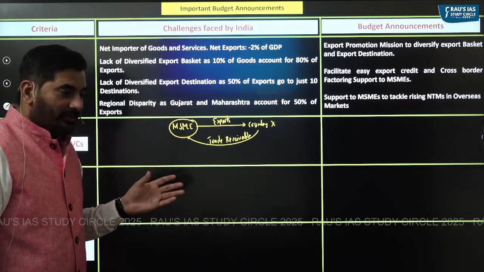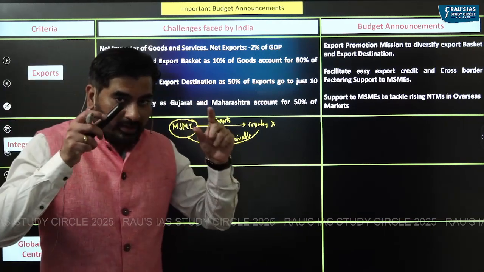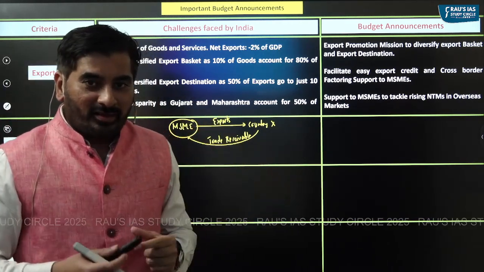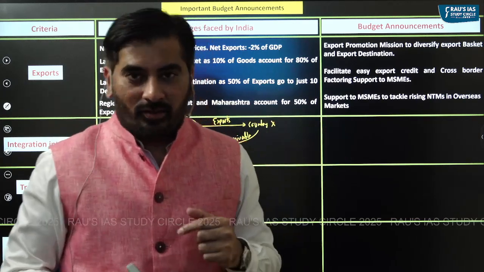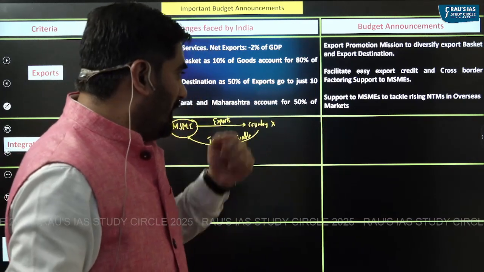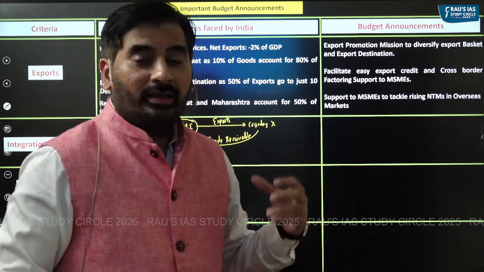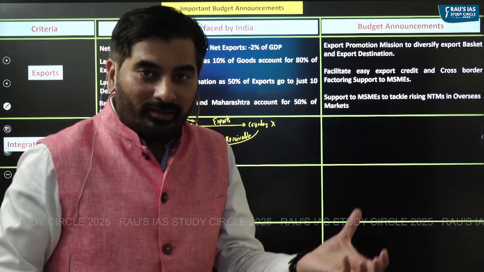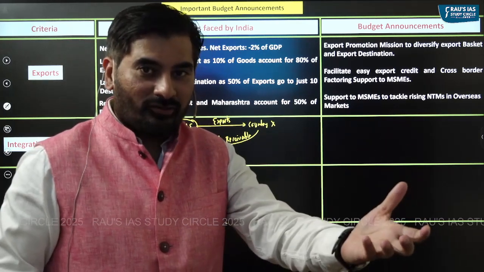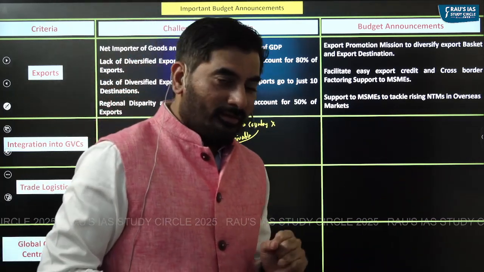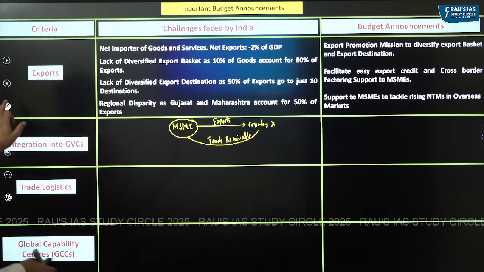So this factoring is so far limited to India only. Now we are going to facilitate cross-border factoring as well. Apart from that, we are going to support MSMEs to tackle non-tariff measures. What are these non-tariff measures? That is our next topic. So we'll discuss what these non-tariff measures are.